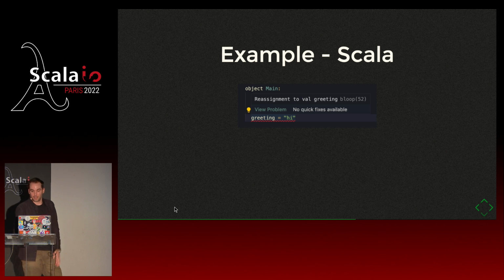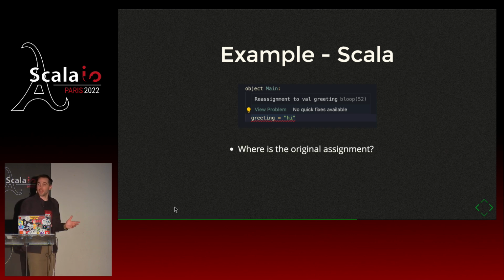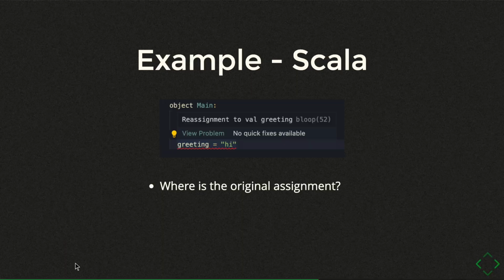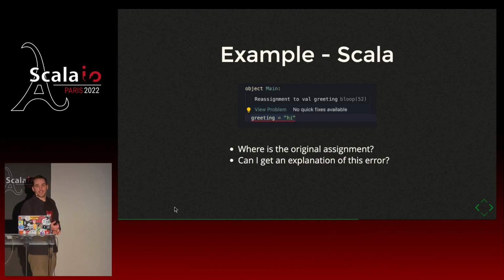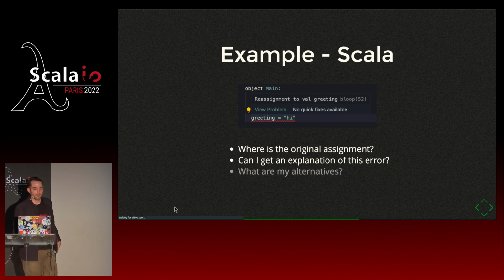It's helpful. You know you have an error. But you might ask some questions when you look at this that aren't obvious at first thought. Well, where's the original assignment? I know that I'm reassigning this, but where did I originally make this mistake? Again, the example I showed you was simple. It's 3 lines long, but imagine a very large code base. Can I get an explanation of this error? Again, really simple example, but as you progress and have more complex diagnostics, you might wonder, well, I see this error message, but I don't really understand what it means.